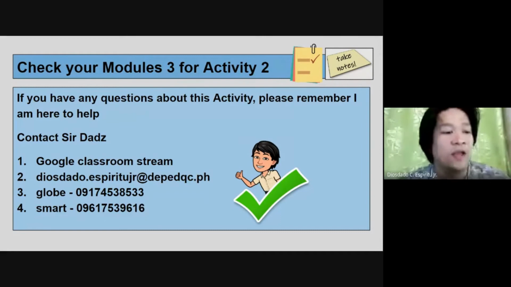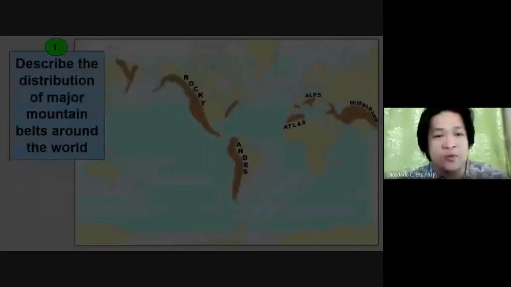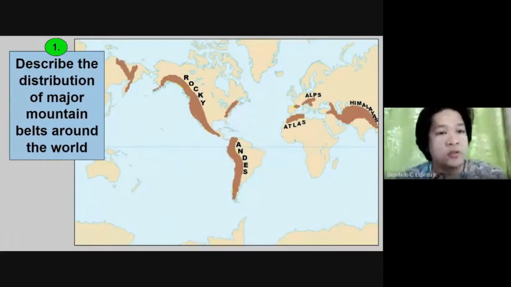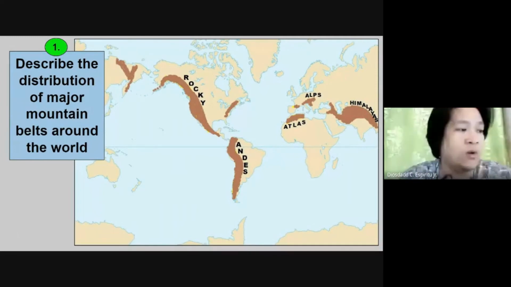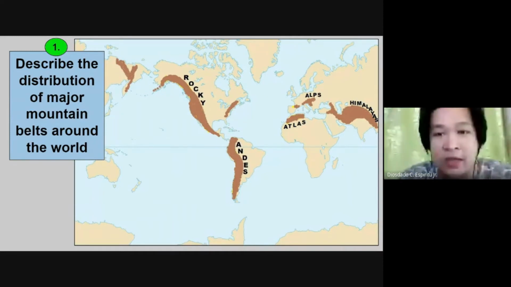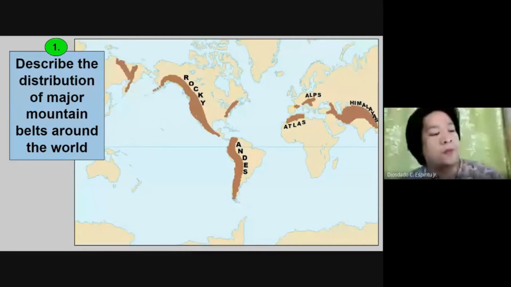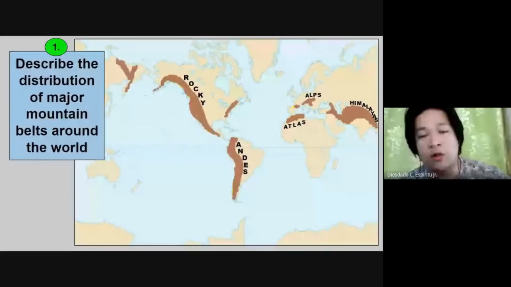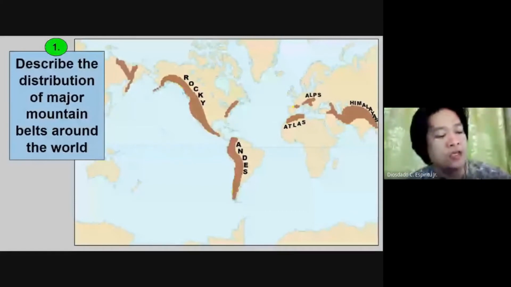So let's now proceed with our first topic. Our first topic will be focusing on our first objective, which is about describing the distribution of major mountain belts around the world. On your screen, you're looking at a copy of the mountain ranges map of the world, which is also located in your module page. I believe it's page 8.